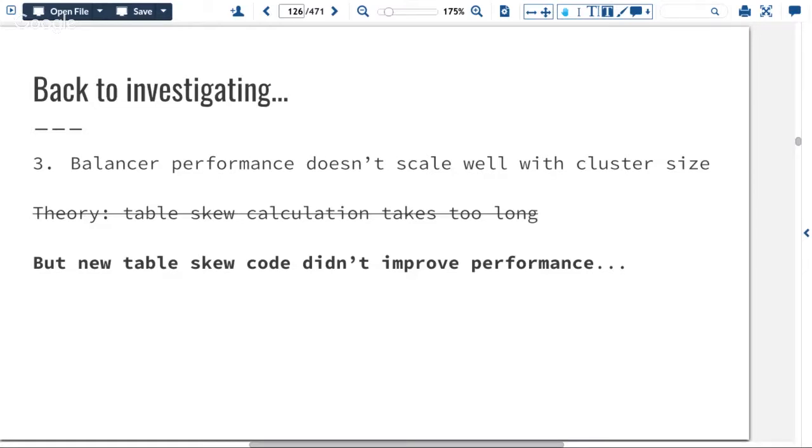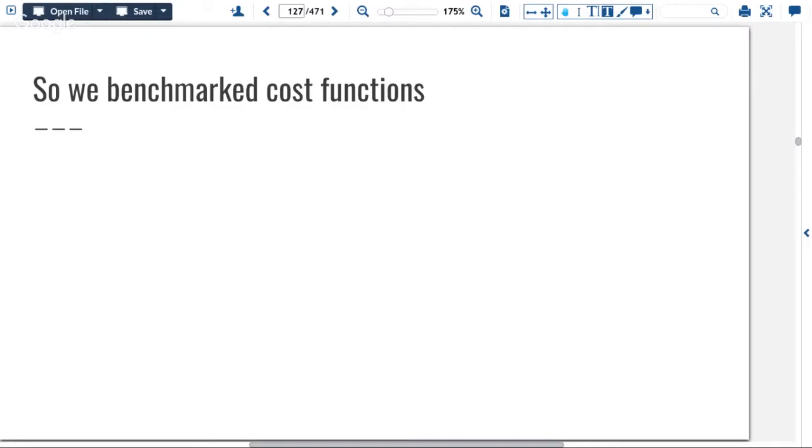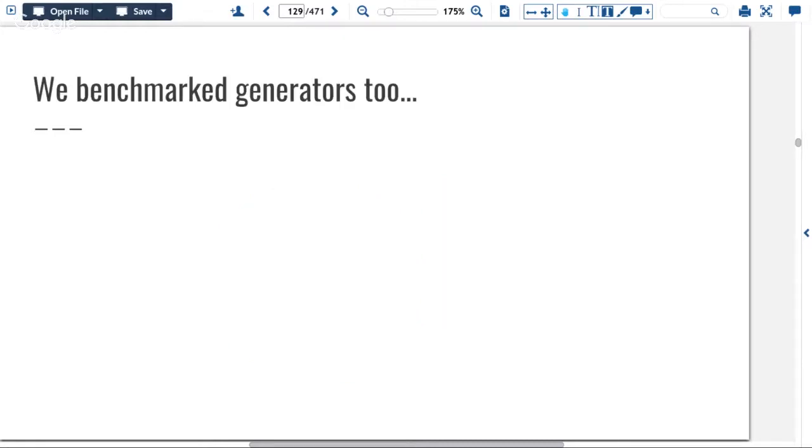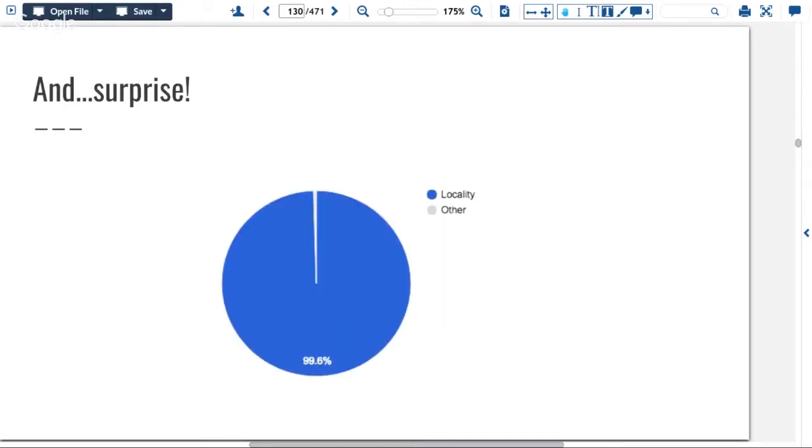So we wondered, what could that discrepancy be? And so we benchmarked these cost functions to see what's eating up all the computation time. And we actually found a surprise. If you can see here, locality computation actually eats up about 95% of all the computation time of the cost functions. And so we thought that was curious. We benchmarked the generator functions too, and surprisingly, locality here actually ate up so much of the time that the other cost functions wouldn't even show up in this pie chart that I created with Google Sheets.